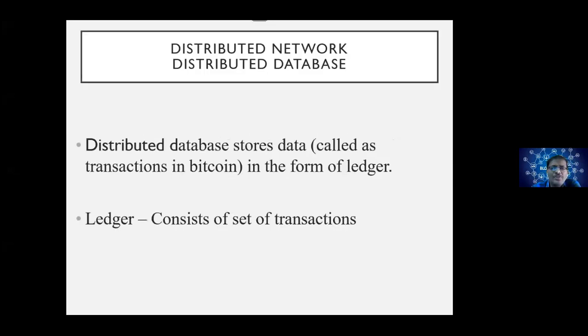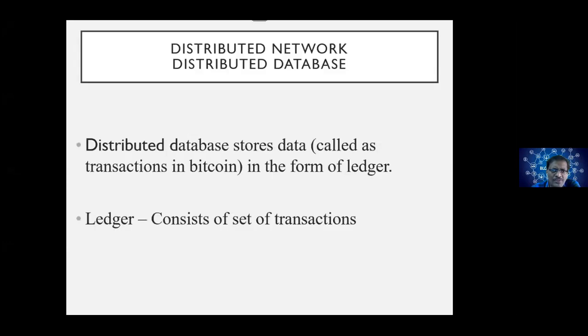So we can assume this Bitcoin blockchain is like a network and also a database. A network, like a distributed network, and something like a distributed database which stores data, and data is in terms of transactions. Whatever data is stored, it is stored as a ledger. That is, a ledger is a set of transactions. We'll also see what a transaction is.